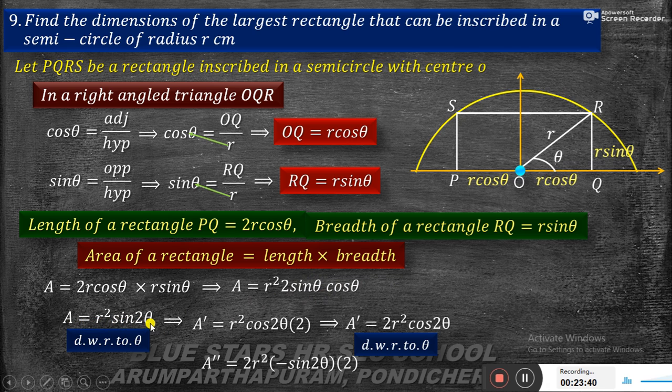This is the area. Next I differentiate. A dash, I differentiate with respect to theta, so A dash equals r square into the differentiation of sin 2 theta. Differentiation of sin is cos, so cos 2 theta, and differentiation of 2 theta is 2. Therefore 2r square cos 2 theta. Again differentiate a second time. So A double dash equals 2r square, differentiation of cos is minus sin 2 theta, and differentiation of 2 theta is 2. Therefore minus 4r square sin 2 theta. This is A double dash.